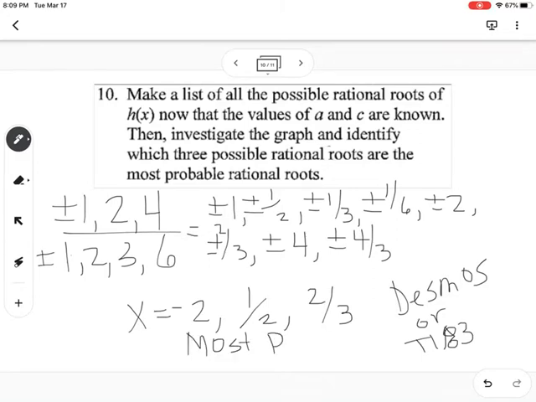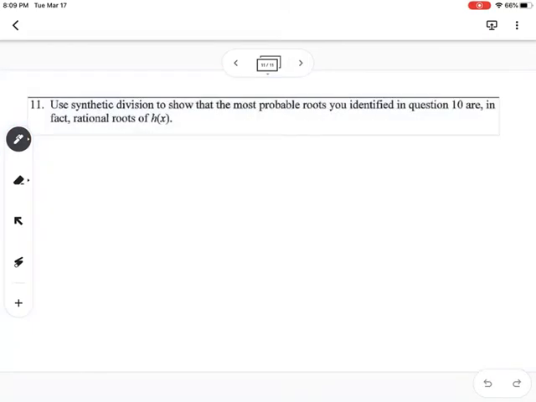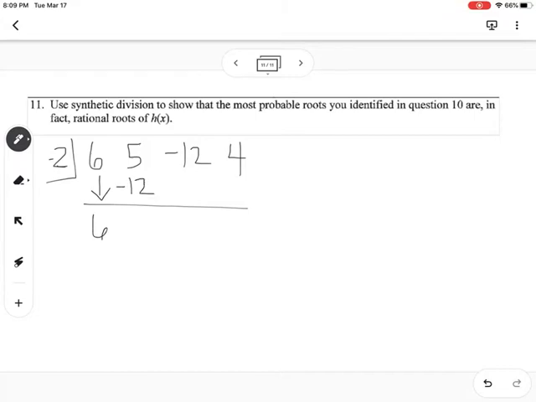Okay, so now we're going to take those roots and check to see if they are actual roots. So the best option for you is always to start with the integer. Obviously, we don't want to work with fractions if we can avoid it. So our coefficients are 6, 5, negative 12, and 4. Drop it down, we get 6, we get negative 12, we get negative 7, 14, we get 2, and we get negative 4, 0. Perfect, we know negative 2 is a factor.